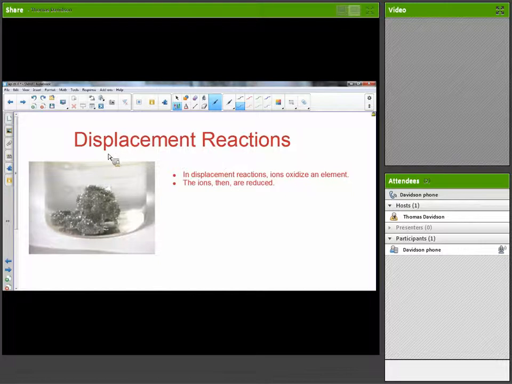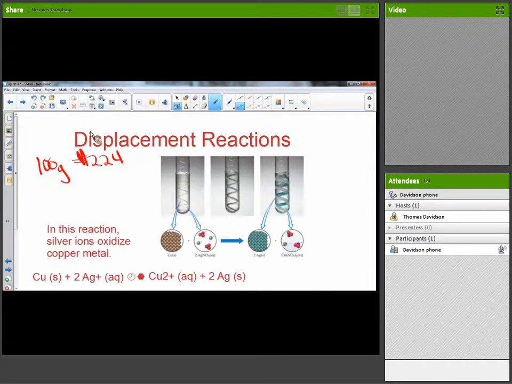And we've already learned about these. We call them single replacement reactions. The only difference is a displacement reaction always involves a metal in a solution. Some single replacements don't have a metal in a solution, but it's okay. So all we do is add a metal to a solution and then see what happens.